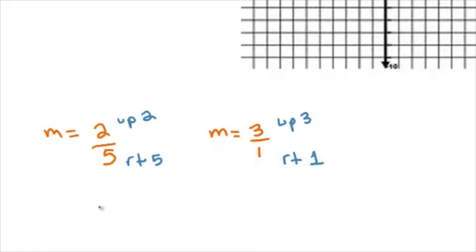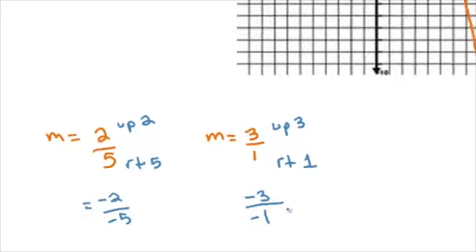Now I want you to also notice that +2 over +5 is the same as -2 over -5, since a negative divided by a negative is still a positive. So moving down 2 and left 5 still gets you on the line. Also, 3 over 1 is the same as negative 3 over negative 1. And so moving down 3 and to the left 1 is the same as moving up 3 and to the right 1. You still will find a point that's on the line.